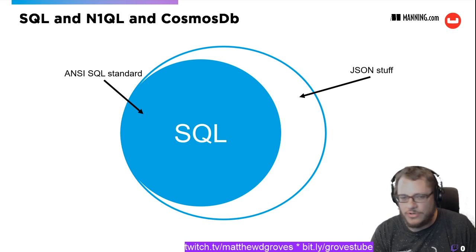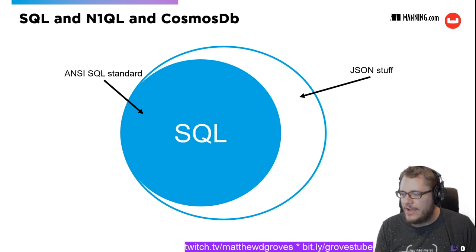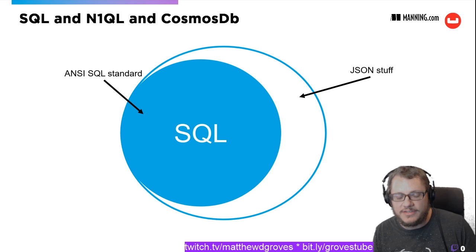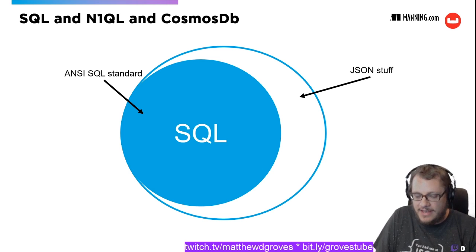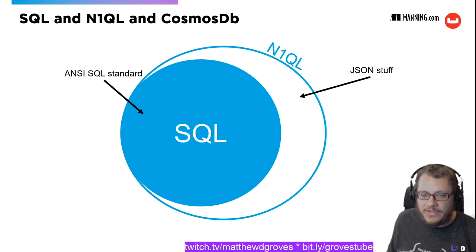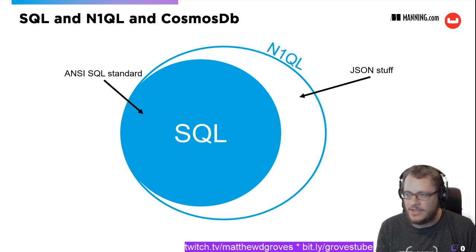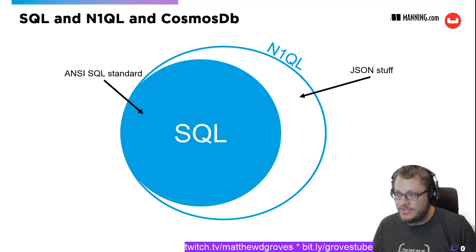This larger blue circle contains a bunch of extra stuff you need to work with JSON, to work with arrays and nested objects and missing fields, things like that. And that's what N1QL is. You think of it like a superset of SQL, or SQL++, as I like to call it sometimes. And we're going to talk about the extra stuff here soon.